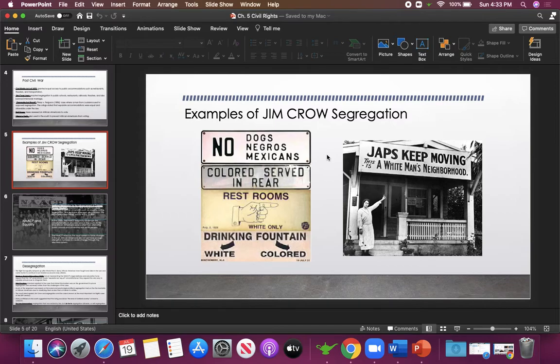The people of color had to give up their seats on the bus to white people when it was demanded, and things like that. So this was essentially a system to subjugate people of color and keep them in their place, so to speak.